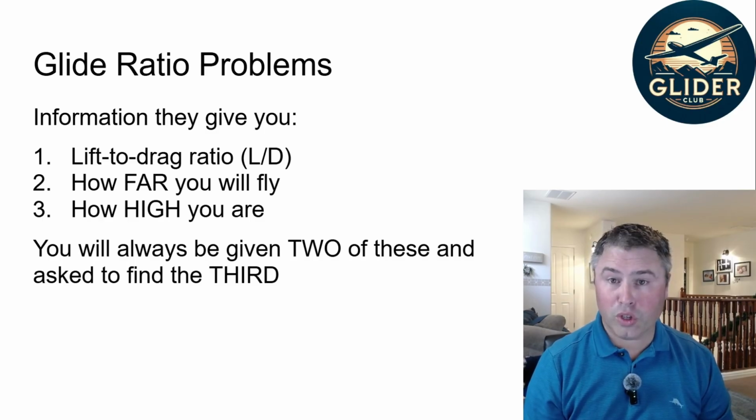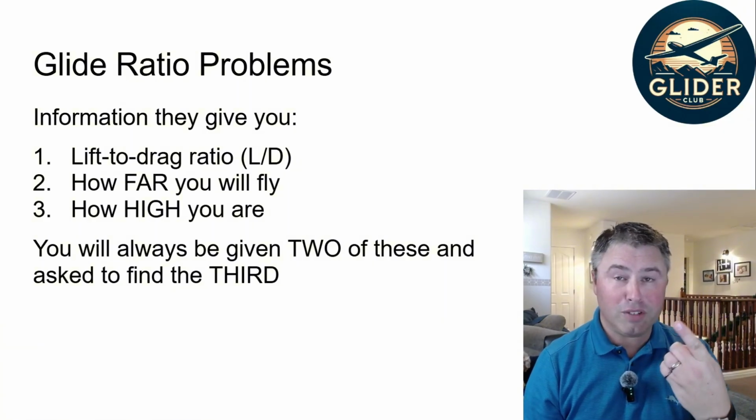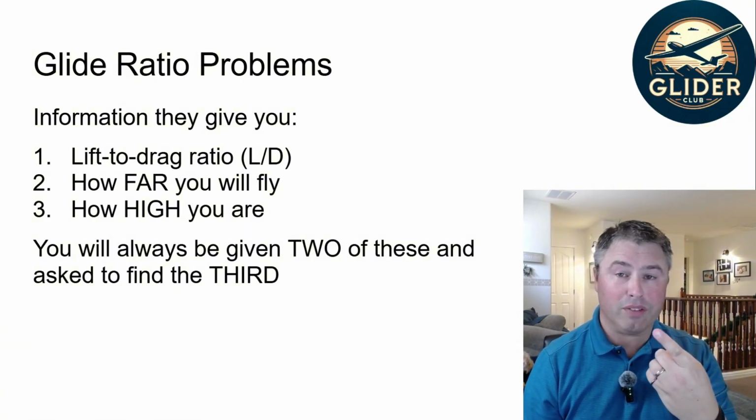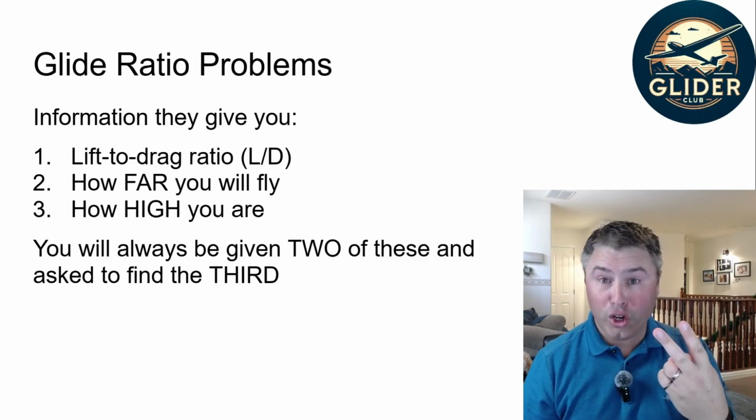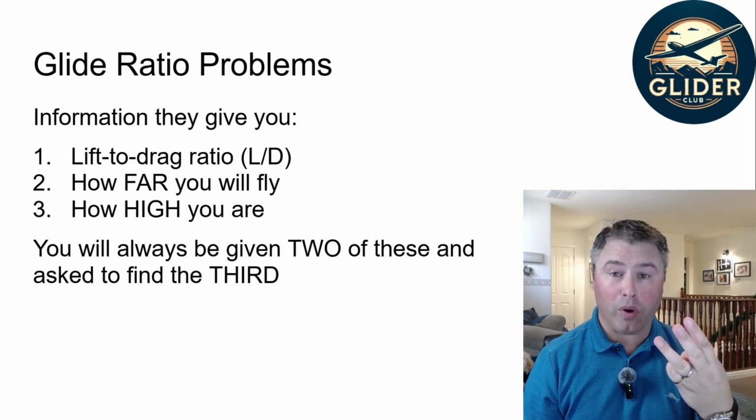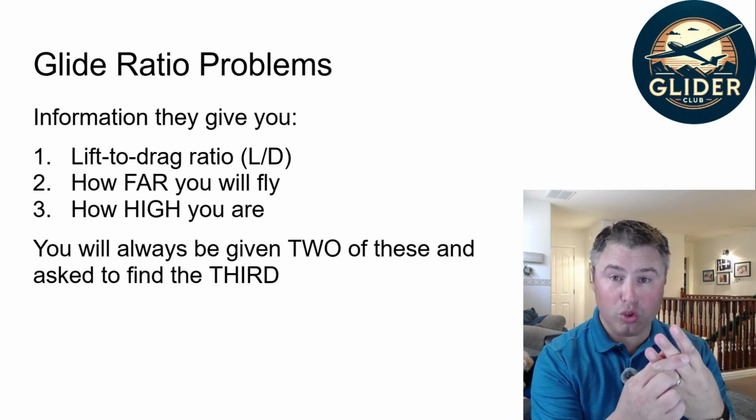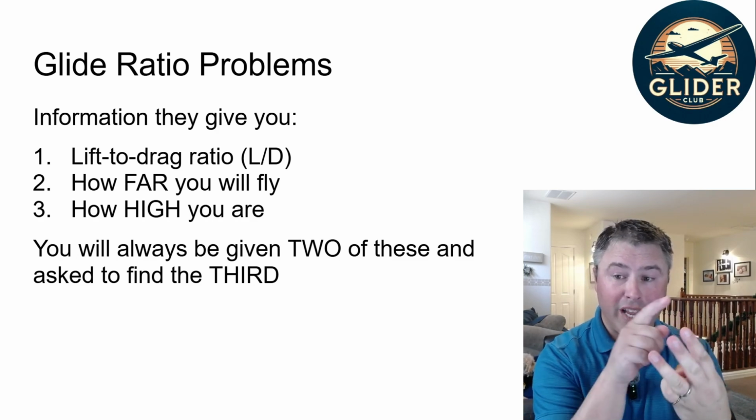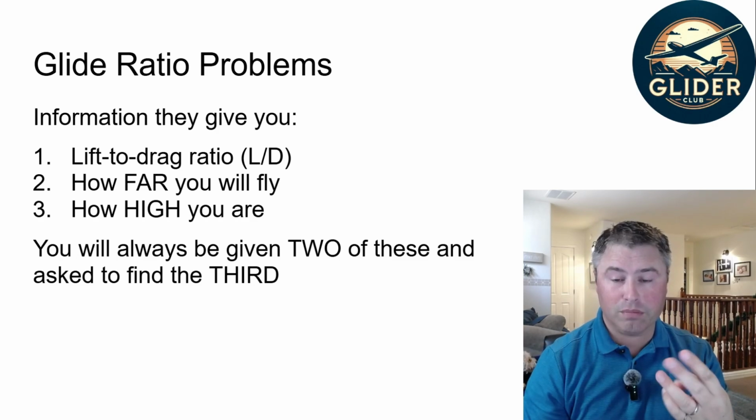On the glide ratio problems, you'll always be given a certain amount of information: the lift to drag ratio, L over D, of the glider, how far you will be flying, or how high up you are. You'll always be given two of these pieces of information and then asked to find the third.